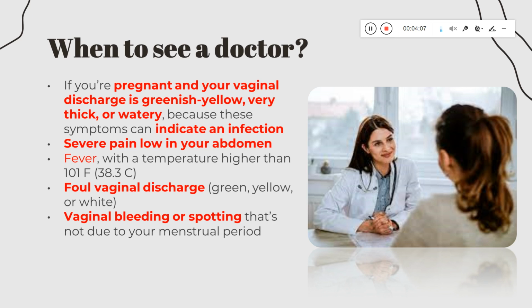So when should you see a doctor? If you have issues with getting pregnant, or you have too much foul smelling vaginal discharge, or thick discharge, or watery discharge, anything of discharge which is not normal, then it's better you consult your doctor. That can be an indication of infection. If you have severe pain in your abdominal region, you have fever, you have foul smelling discharge, as I told you, and you have vaginal bleeding or spotting, not during the normal menstrual period but some other time, then it's better you consult your doctor, and that is your gynecologist.